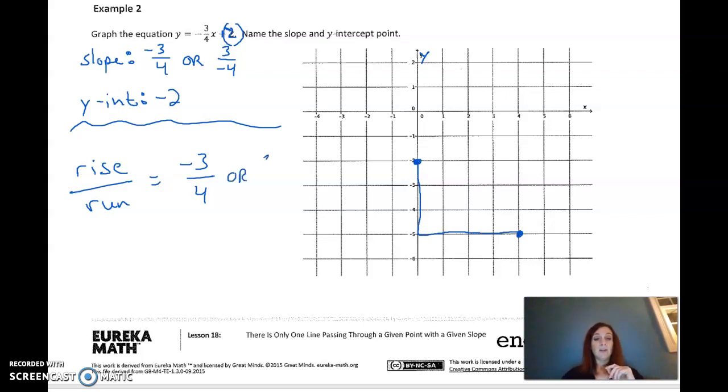Remember, I said you could do a positive 3 over negative 4. Let's see how that works. What happens if I rise 3? 1, 2, 3, and then I run a negative 4, meaning I have to go left 4. 1, 2, 3, 4. What do you notice about all of those points? Hopefully you're telling me that, you know what, they still all lie on a line.